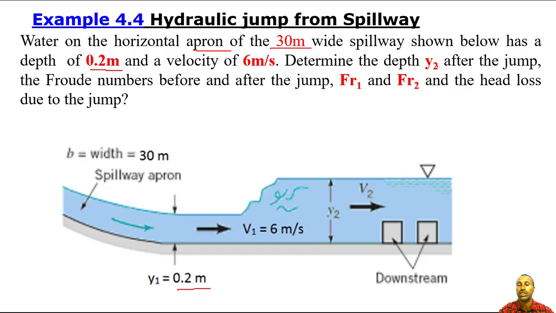What will be the depth y2 after the jump? The Froude numbers before and after the jump, F1 and F2, and the head loss due to the jump. So you have the width of the spillway given. The structure of the spillway may be like this, clear? Then the flow is going like this. So this is the spillway, which could be an OB or something.